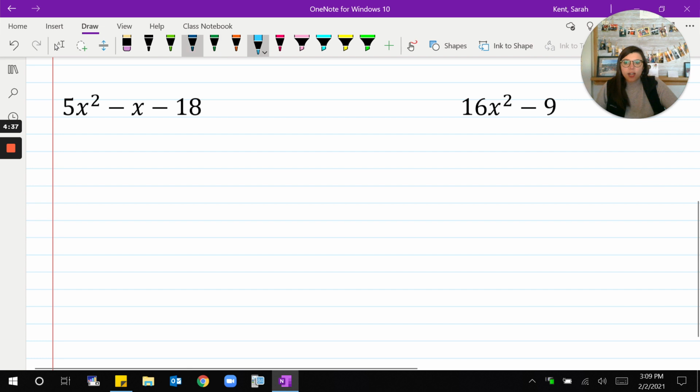All right, so let's start again. We want to look for A, B, and C. So here A is 5. B, there's no number with x. So if there's no number, we know it is a 1. So B is minus 1, and C is minus 18.